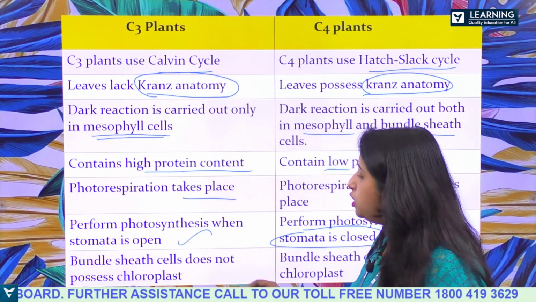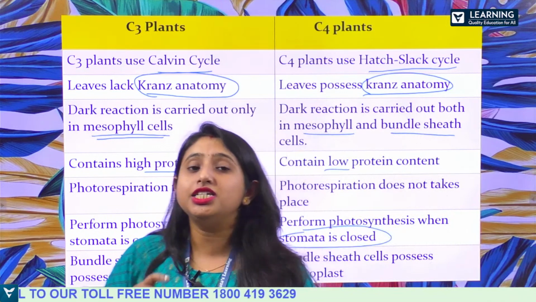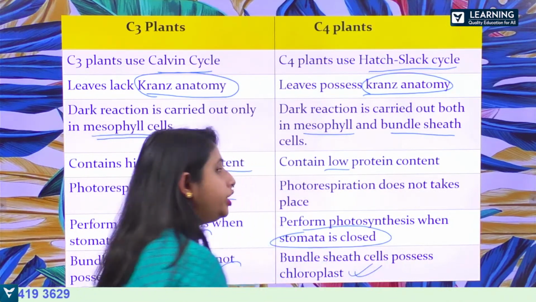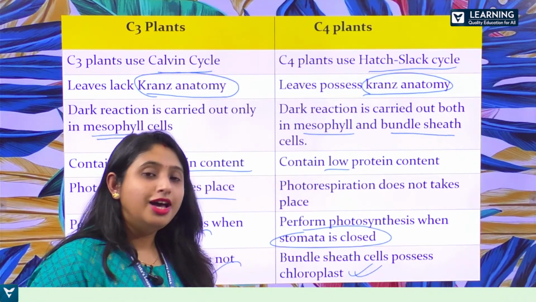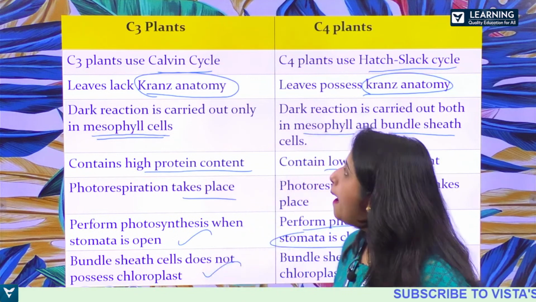And the last one is what? Bundle sheath cells do not possess chloroplast. So here the bundle sheath cell is not possessing chloroplast, but here it is having the chloroplast. Clear? So this is the difference between the C3 plants and the C4 plants.